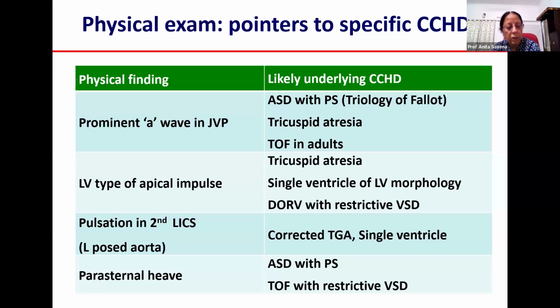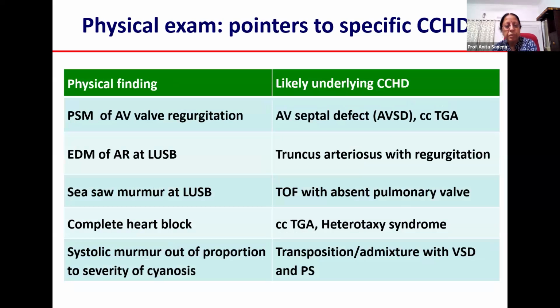And if you have more than grade 1 left parasternal heave, think about ASD with PS. That means severe PS with intact ventricular septum or restrictive ventricular septal defect. If in addition to the ejection systolic murmur of PS, you're also hearing a pansystolic murmur near the apex, think about these conditions, because AV septal defect and CCTGA may be associated with AV valve abnormalities. Early diastolic murmurs are quite unusual. If they appear, then it could be truncus arteriosus. Even Eisenmenger can give you EDM, but that's because of pulmonary regurgitation. Seesaw murmur, systolic and diastolic both, is absent pulmonary valve.